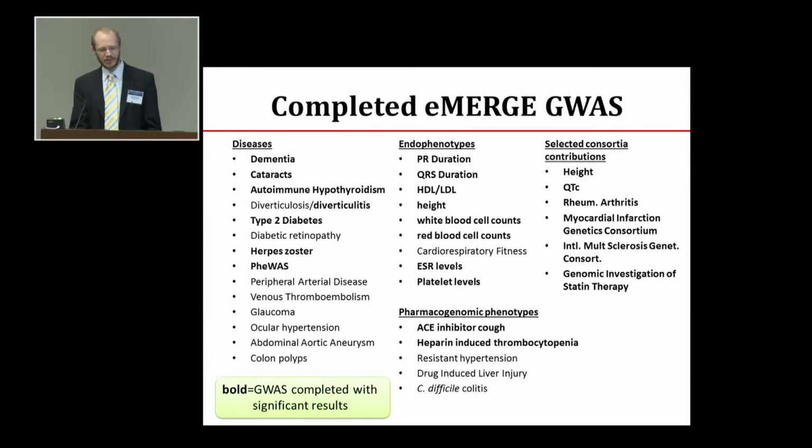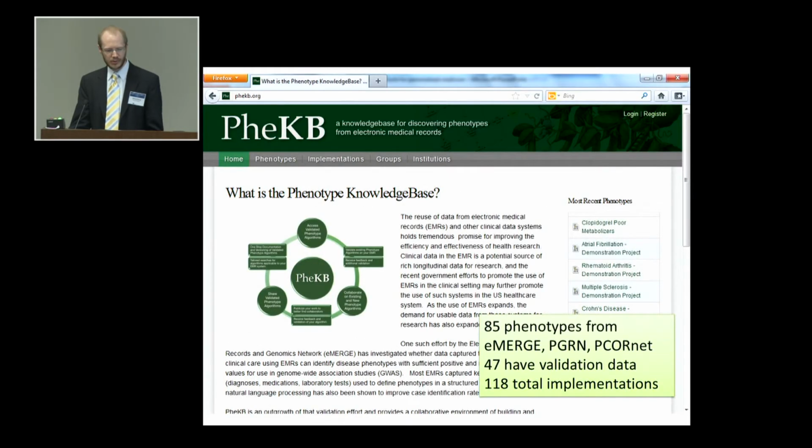These are a list of the completed GWAS so far. The ones in bold have had significant findings. About 2/3 of the ones we've investigated have been significant. And importantly, if you look at the far right, we're also able to contribute to a number of networks. So we can combine with CHARGE and GIANT and other consortia to find significant results, and usually find similar results using EMR data as we do from clinical trial or observational cohort data.